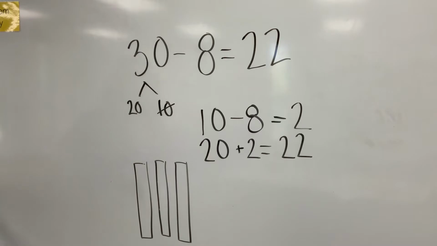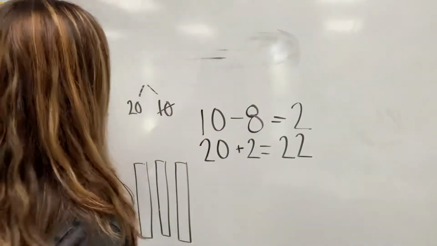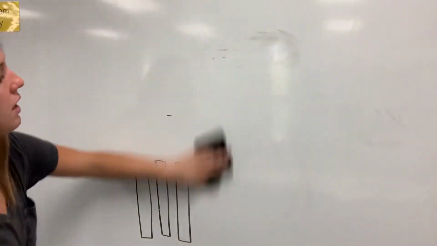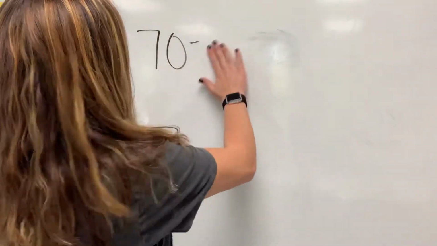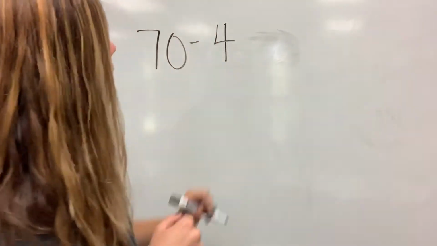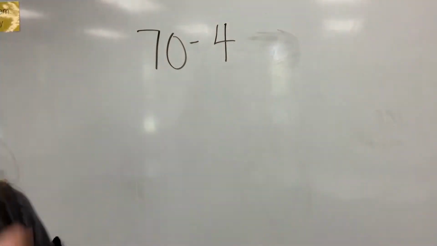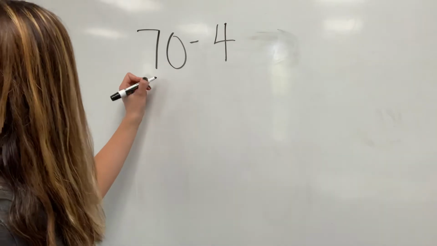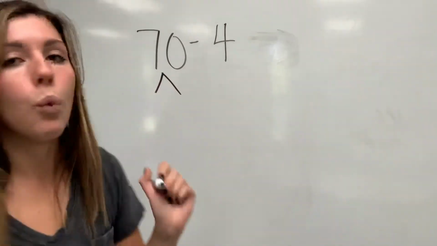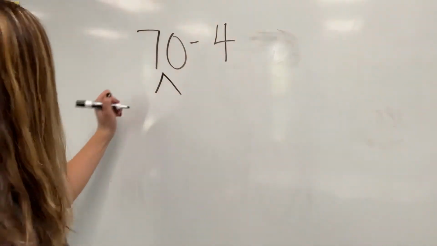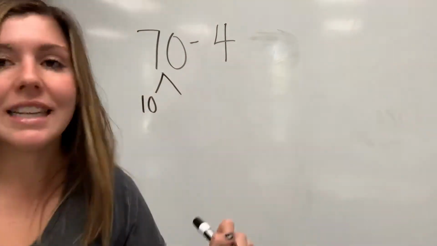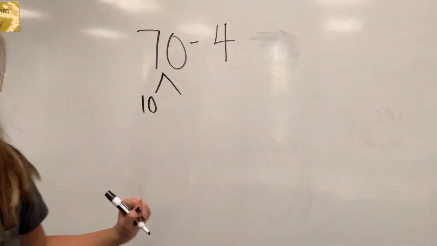All right, let's try one more. Okay, let's do a larger number. Let's try the number 70 minus 4. Okay, 70 minus 4. My first step, make a number bond. What is the number that we always pull out? What is the number every single time? We're going to pull out the number, what is it? 10. 10 every single time.